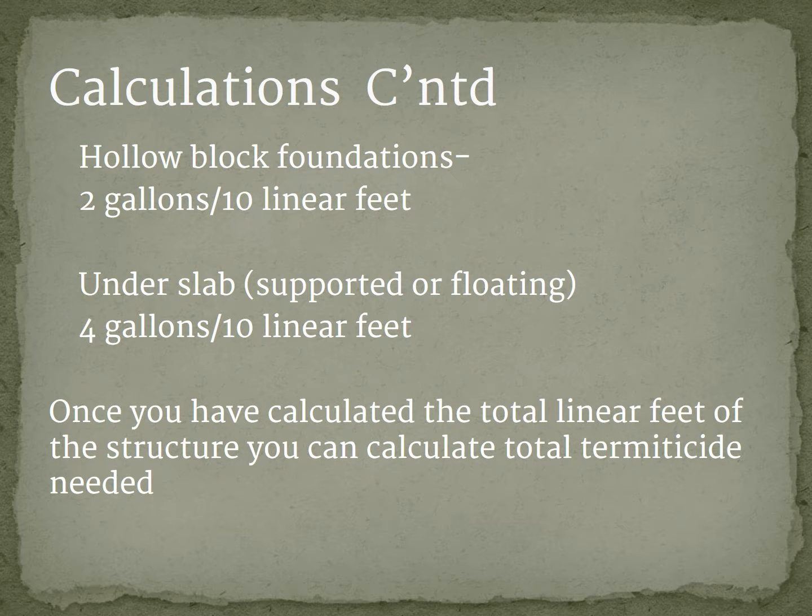Let's talk a little bit more about calculations. Obviously, we started talking about hollow block foundations in our last slide, and this is something you need to really take a look at. Hollow block foundations are only going to be 2 gallons per 10 linear feet. And this is so confusing for technicians I've seen through the years, because they'll think, okay, I'm going to use 4 gallons on the outside trench per 10 linear feet, then I'm going to drill into this block. Okay, I use 4 gallons per 10 linear feet. Or sometimes they'll think I use 1 gallon per 10 linear feet. There's all these confusing answers when I ask people the question.